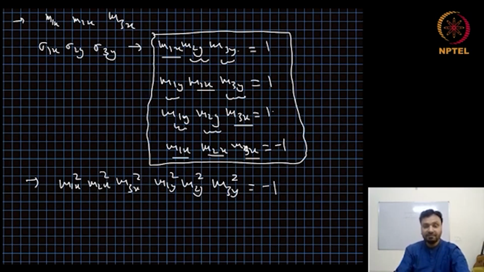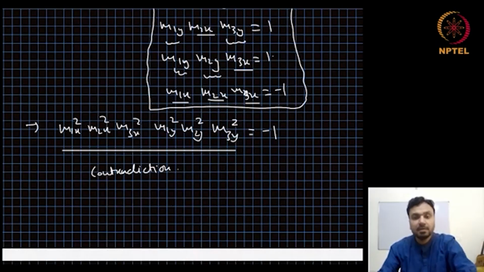So we have a product of numbers, m1x, m2x, m3x, m1y, m2y, m3y, all real numbers. So they can be either plus or minus 1, and when we take their squares, it will always be 1. So the product of ones is giving us minus 1. This is a contradiction, an obvious contradiction.